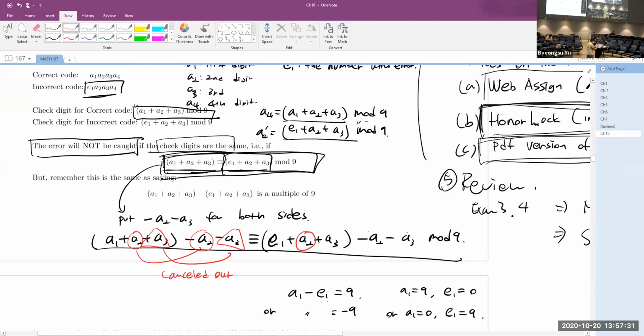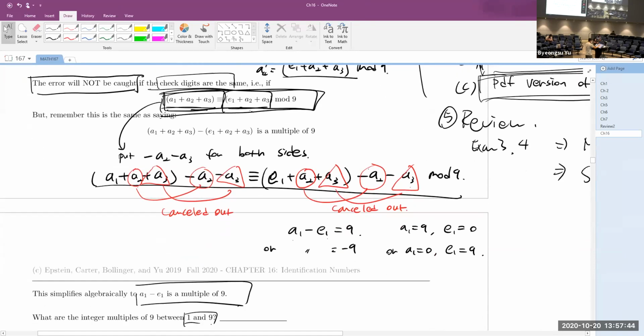Likewise, here, this is positive A2, but this is negative A2. And this is positive A2, and this is negative A2. So they are also canceled out. So what we get is that A1 is congruent with E1 mod 9. Does it make sense? So it means that the remainder of A1 divided by 9 is the same as the remainder of E1 divided by 9.